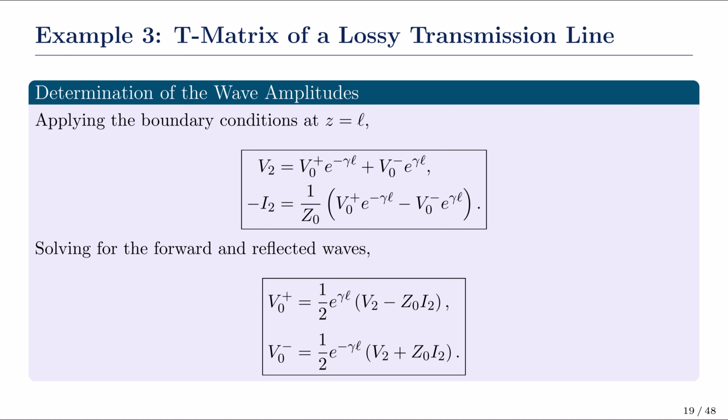Applying the boundary conditions at z equals L gives two simultaneous equations involving the forward and backward wave amplitudes. We then solve these equations for V0 plus and V0 minus. The resulting expressions contain exponential factors involving gamma L and the combinations V2 minus Z0 I2 and V2 plus Z0 I2. This step is important because it allows us to eliminate the unknown wave amplitudes. We can now substitute them into the expressions for the voltage and current at port 1, obtaining the desired relationship directly in terms of the port variables.